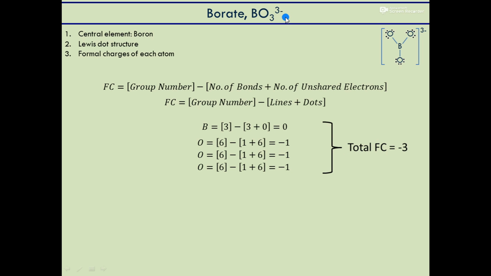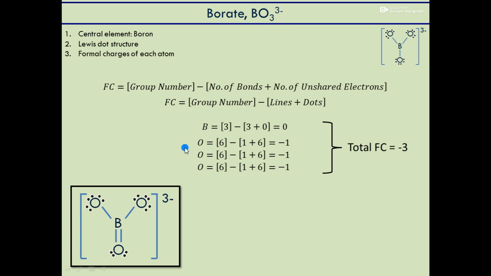Now let's try the model that I showed you earlier. What if we force the octet rule for our central element? So what if we force this so that boron will obey the octet rule? Okay, so this is possible in theory, but let's see.